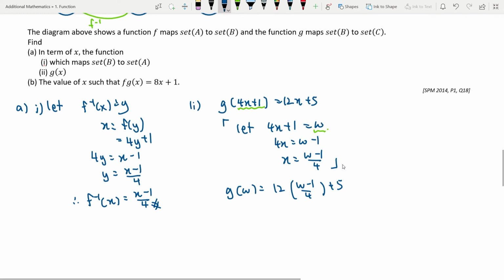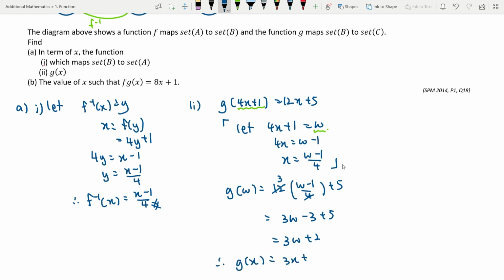Then we simplify it and expand it at the same time. We have 3w minus 3 plus 5, which is 3w plus 2. Therefore, g of x is equal to 3x plus 2. B. Find the value of x such that f of g of x is equal to 8x plus 1.